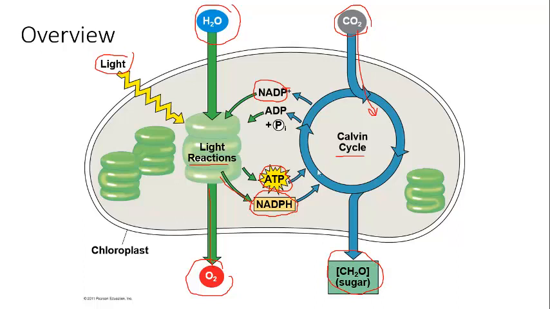The ATP is used to fuel the Calvin cycle, to power all of its activities. Here we see our major end products. 1, oxygen, which is really just a waste product, and 2, sugar. This is the chemical energy that has been created through the process of photosynthesis.